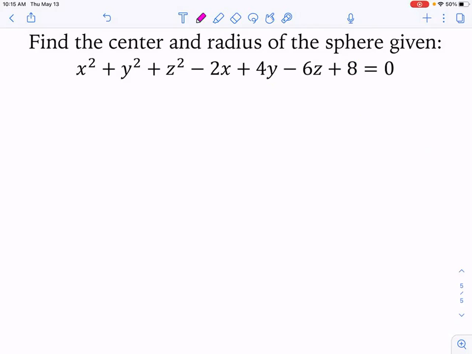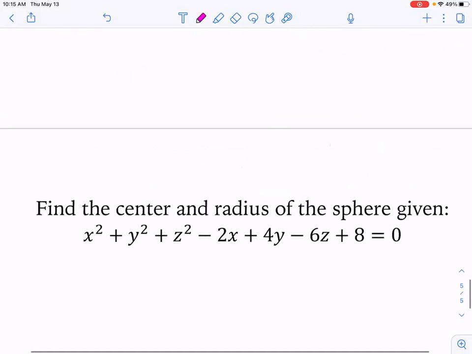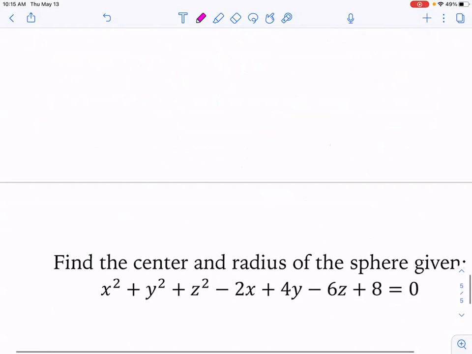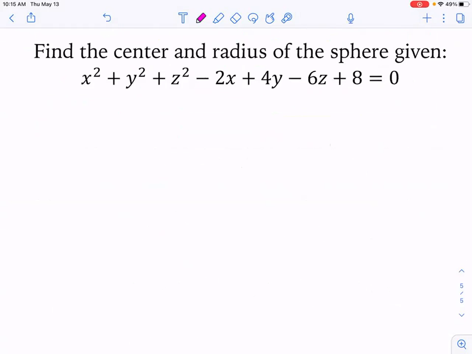Okay. And if we need to identify the center and the radius, how should our equation look in order for us to be able to do that? Should it look like this? No. Should it look like this? Yes, if we have it in standard form, we can identify the center and the radius. So since this is not in standard form, what algebra trick do we get to use 3 times?